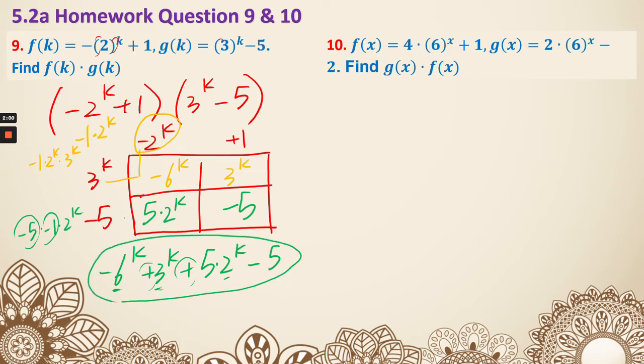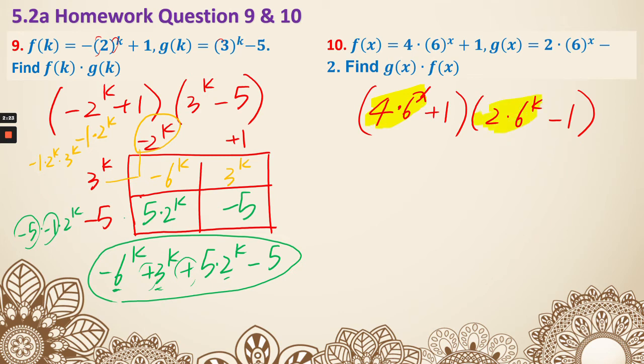Now for the other one, 4 times 6 to the x plus 1. And then the other one is going to be 2 times 6 to the x minus 1. So this time I'm going to first identify this is one thing and this is one thing. So be clear about that when you're trying to do the strings. So this one, I'm going to do the strings. So first I need to distribute that to 2 times 6 to the x power. And then I'm also going to distribute that to the negative 1.